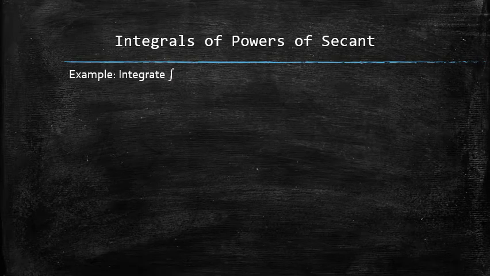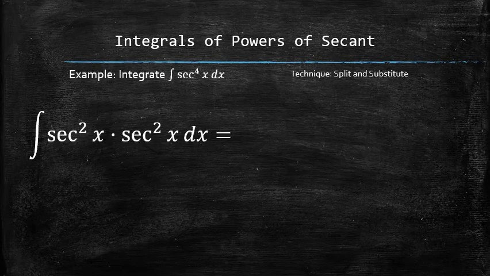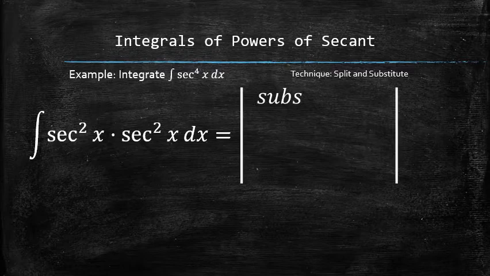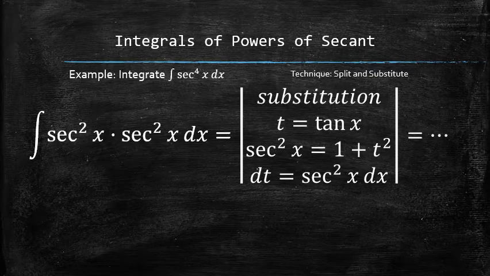Alternatively, when secant is raised to an even power, we can use the technique known as split and substitute. We rearrange the integrand by chipping away a secant squared to create a recognizable pattern. Then we set up the substitution by setting a new variable, let's say t equal to tangent of x, and finding the differential of t.